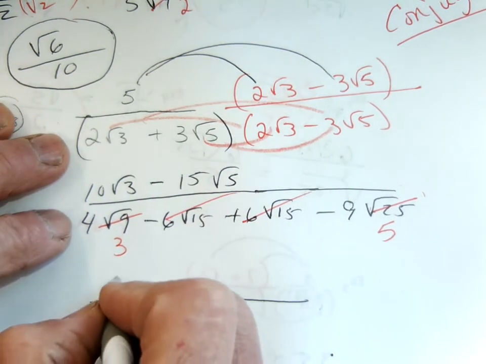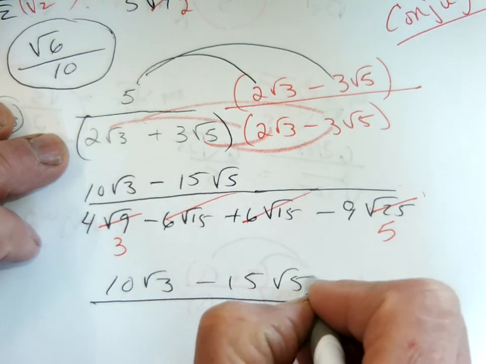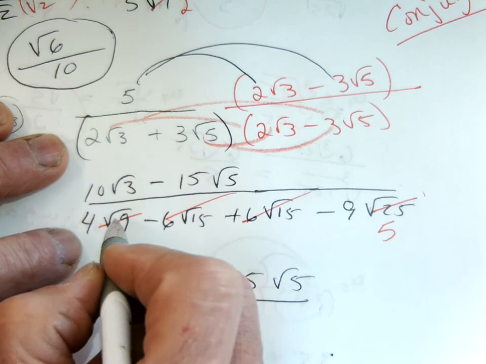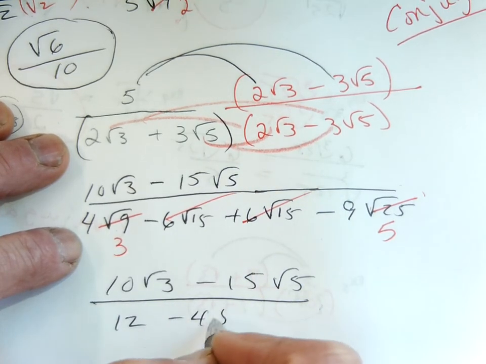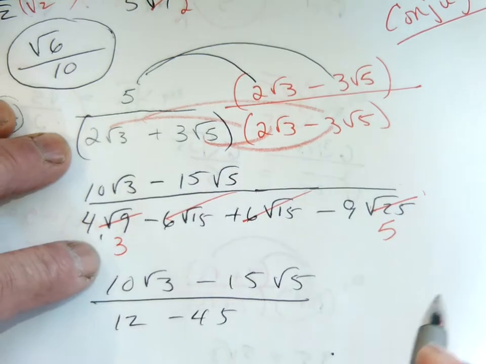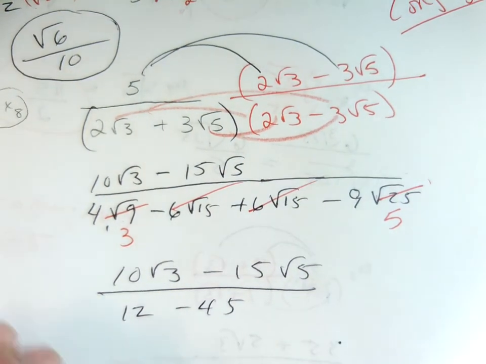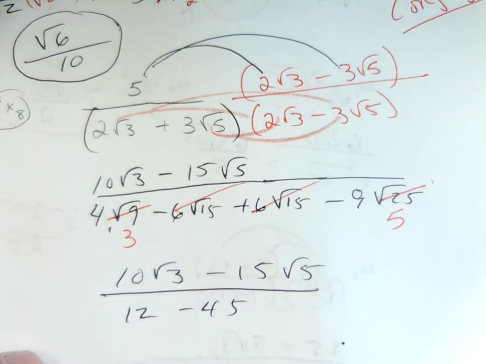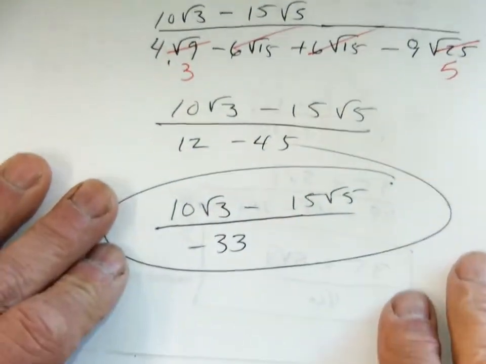So let's see. Top, or the numerator, 10 square roots of 3 minus 15 square roots of 5. On the bottom, I'll have a 12 minus 45. Okay, see the 12 and the 45, right? And then last but not least, what is 12 minus 45? A negative 33, I think. So the answer is 10 square roots of 3 minus 15 square roots of 5 over negative 33. Done, done, done.